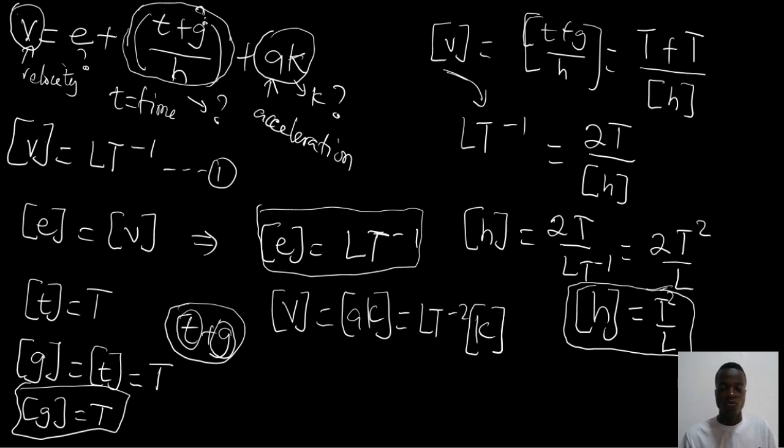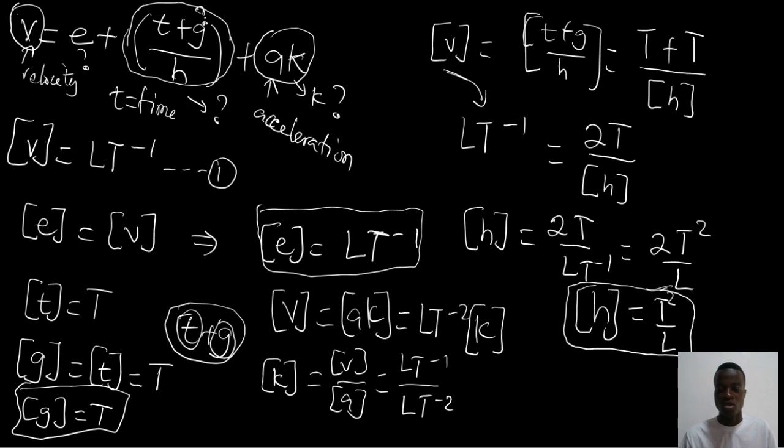So if you make k the subject, we are going to have the dimension of V over the dimension of a. So you finally have k is going to be, dimension of V is LT to the power negative 1, and the dimension of a is going to be LT to the power negative 2. This one will simplify this one. At the end of the day, you have T as your value. So k is simply T, our H is T squared over L, and then our G is T, and E is also LT to the power negative 1.